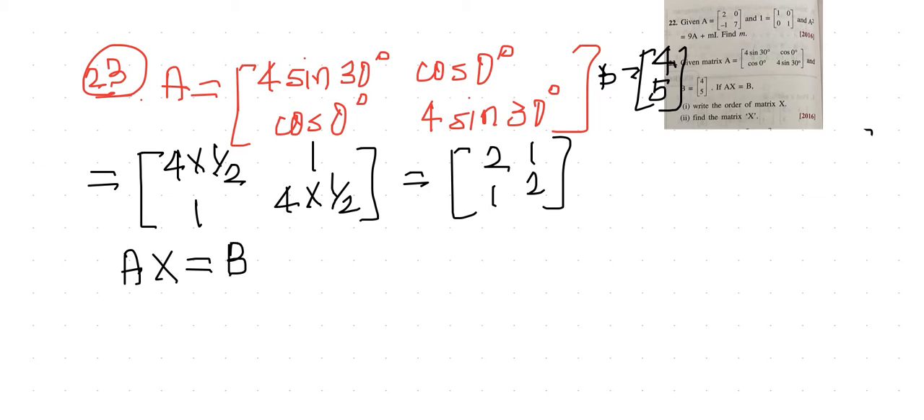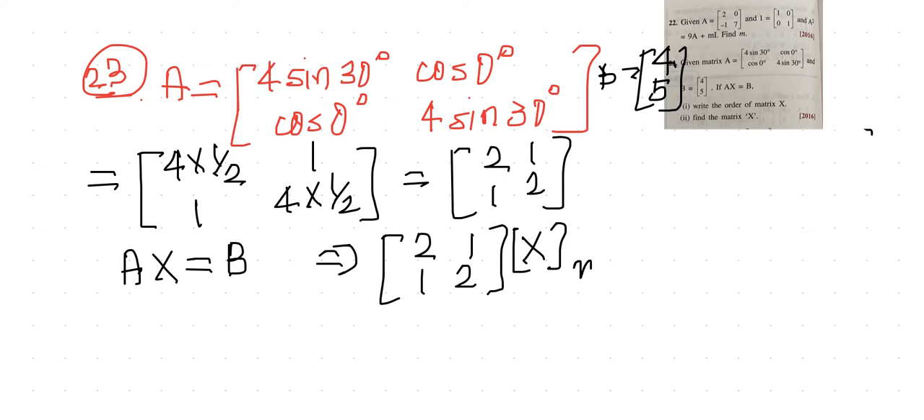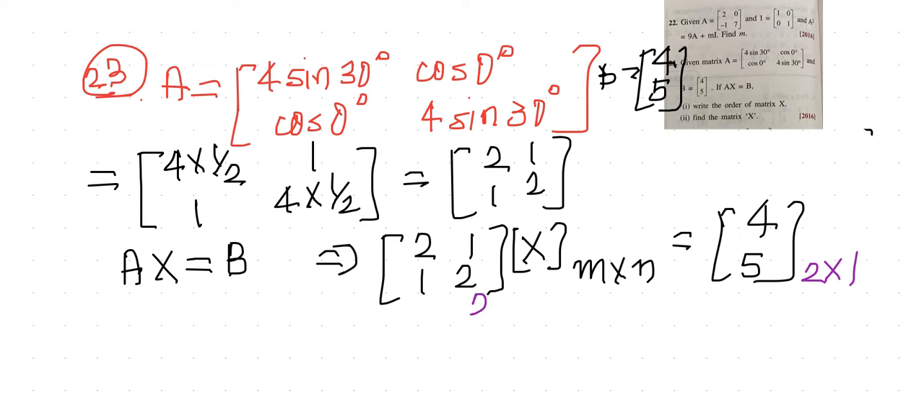So what you can be writing, if you replace the values, this implies [[2,1],[1,2]] into x. Suppose the order of x is m into n, equal to B. So what is the order of B? First you will be writing [4,5], and the order here is 2 into 1, and here the order of A is 2 into 2.